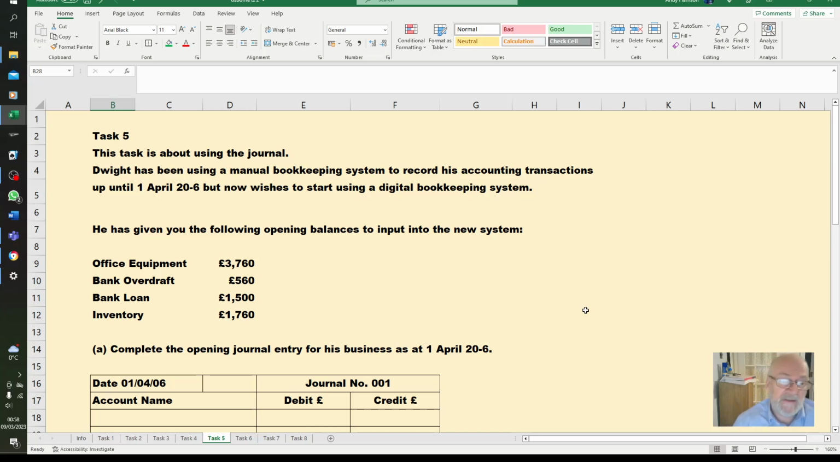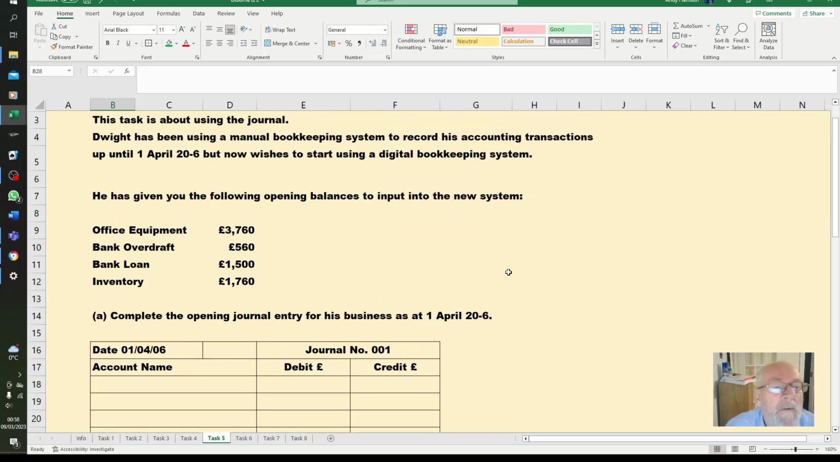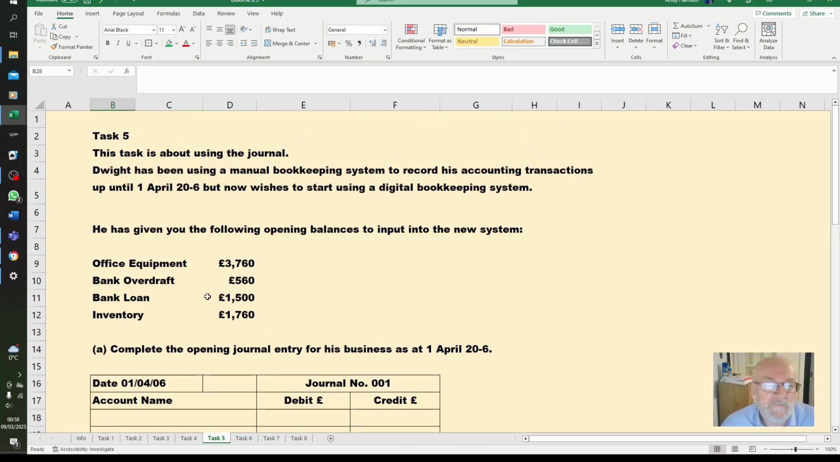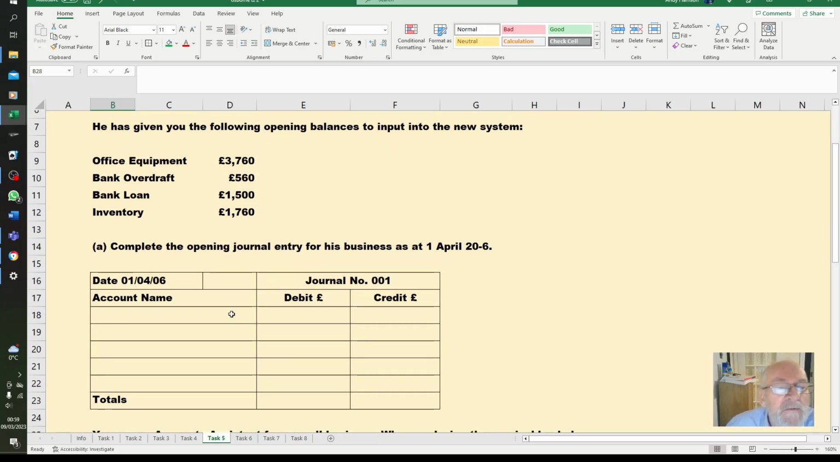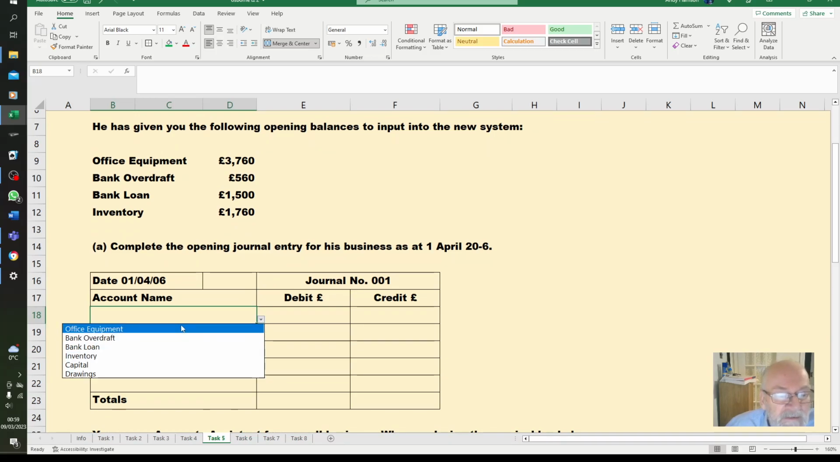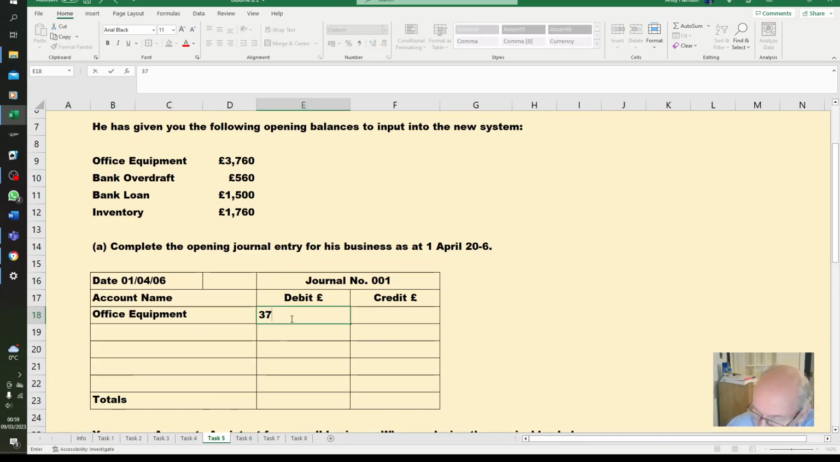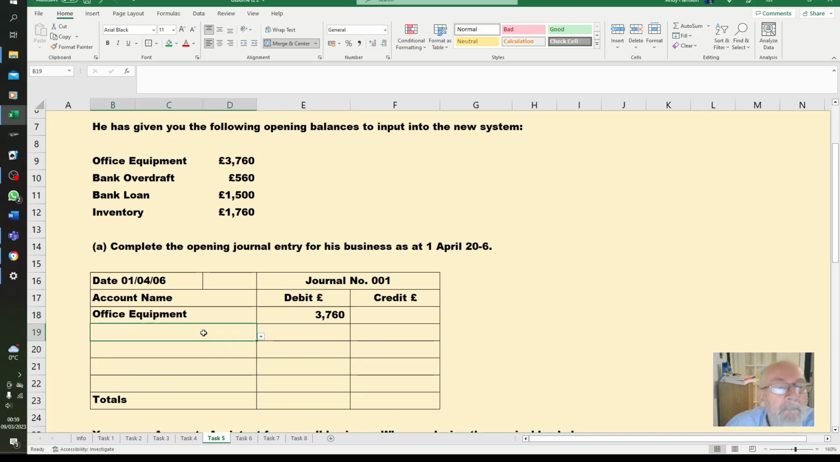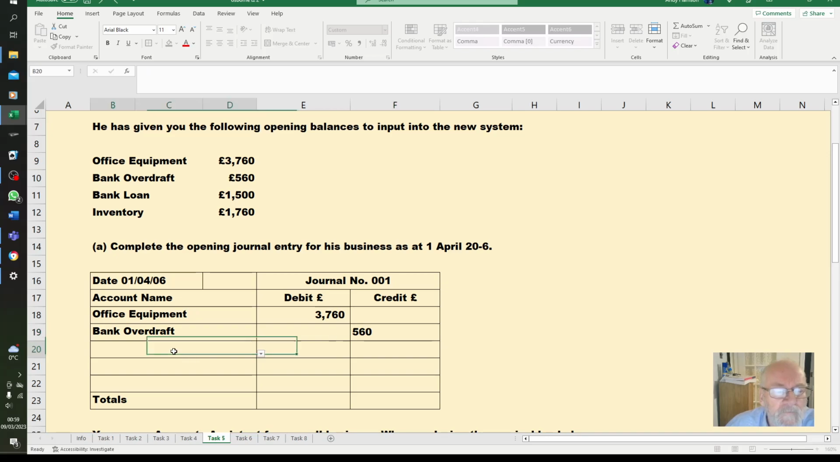Journals, just debits and credits. We've got a modern situation, you've done a little bit of bookkeeping, and now you've got to go digital. Doesn't matter whether it's Xero, Sage or whatever. It's going digital. You just need to know whether they're debits and credits. So start off with our office equipment is an asset, which makes it a debit. Bank overdraft is a liability. As is a loan.